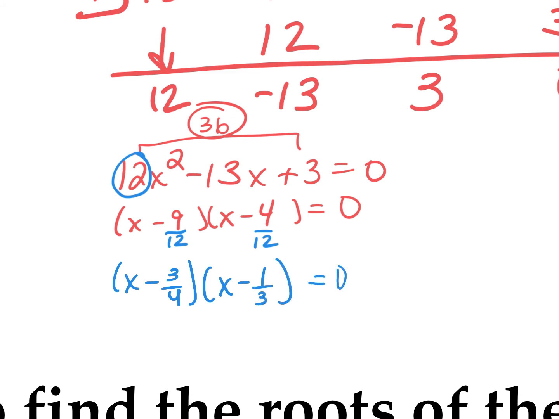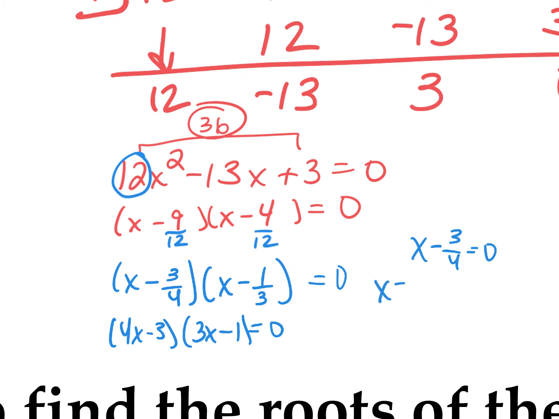Agreed? Now, you can solve from this point if you wanted to. Or you could rewrite your parentheses, 4x minus 3 and 3x minus 1 equals 0. But you could solve from the fraction part. Because if I have x minus 3/4 equals 0, what would I do with the -3/4? Move it to the other side. So you have x equals 3/4. And what's my other x? Positive 1/3.